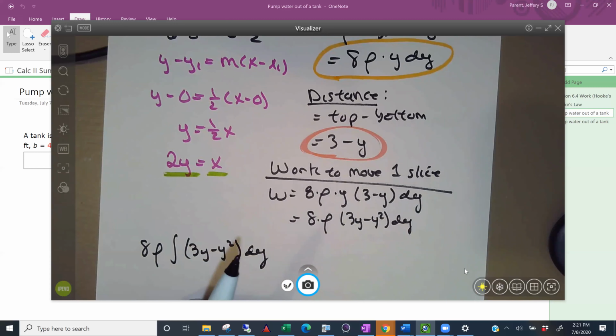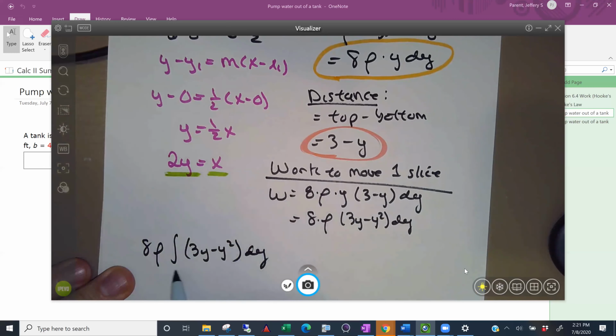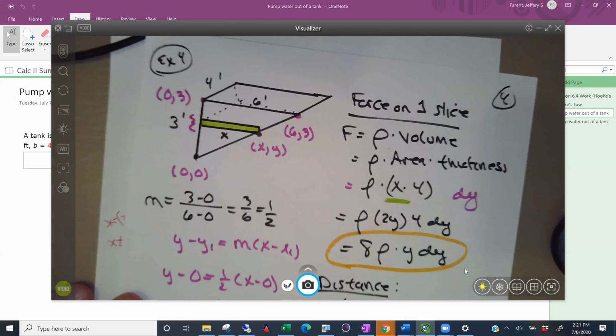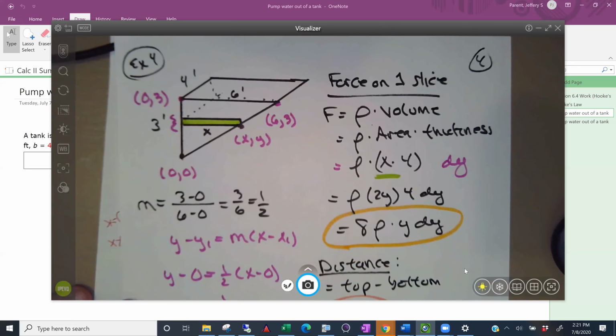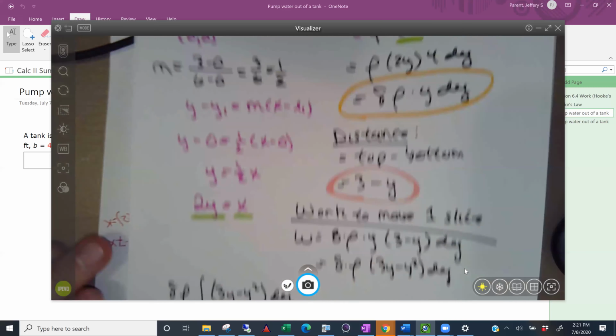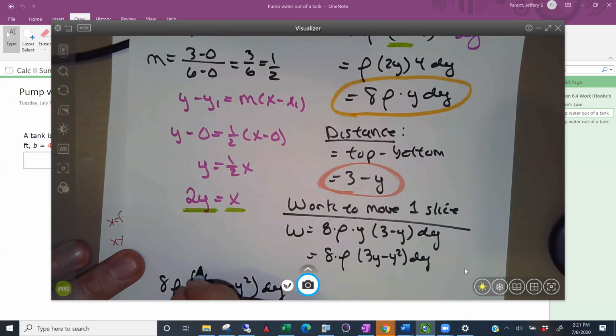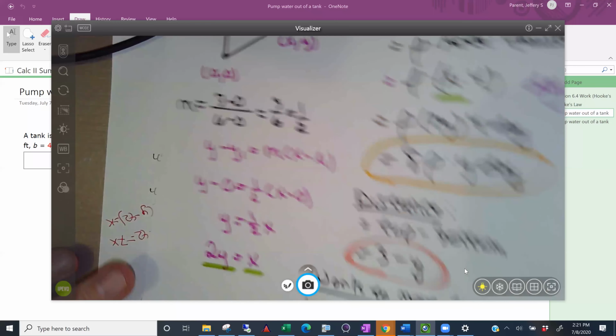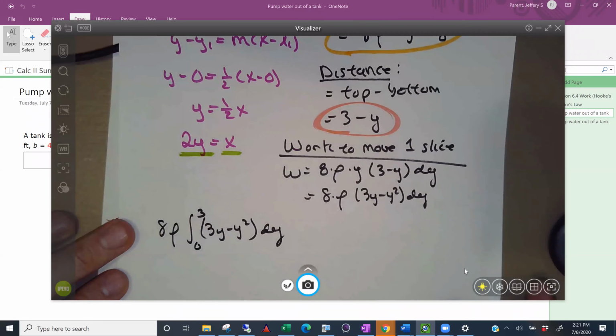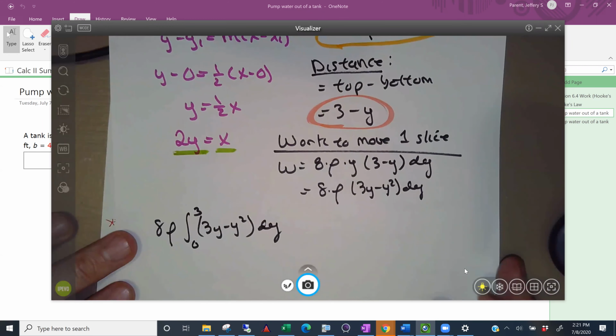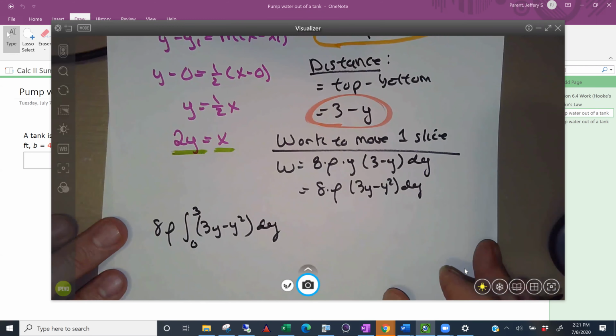John? What do you think I should use for my limits of integration? Is it 0 and 3? Perfect. 0 to 3. Because 0 is as low as I can go in my region, and 3 is as high as I can go in my region. So, yay.